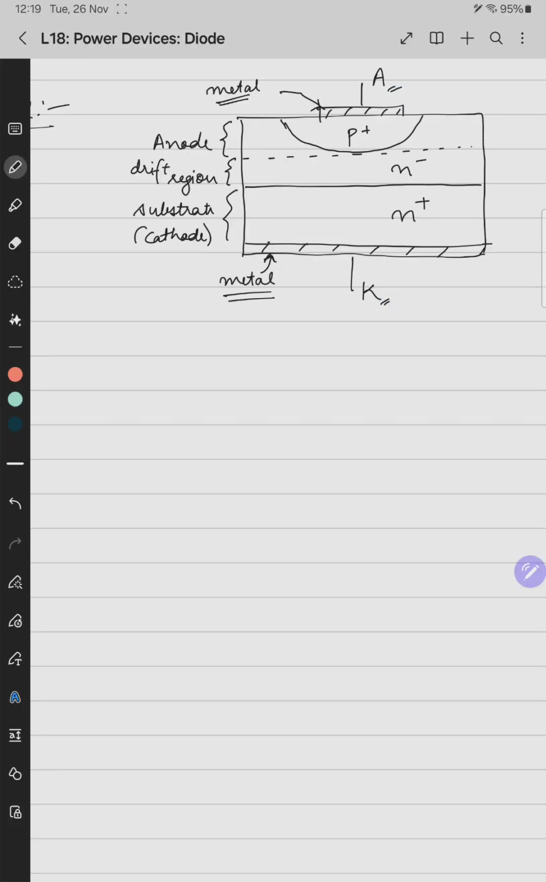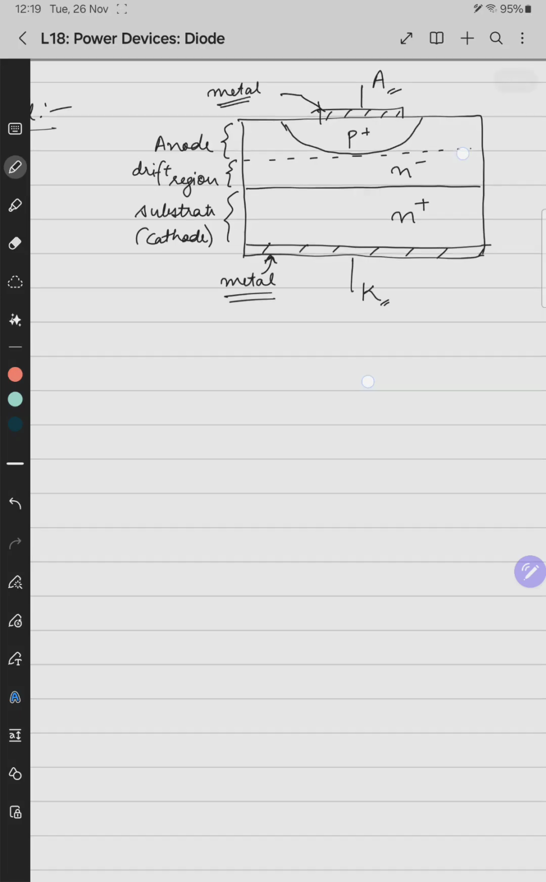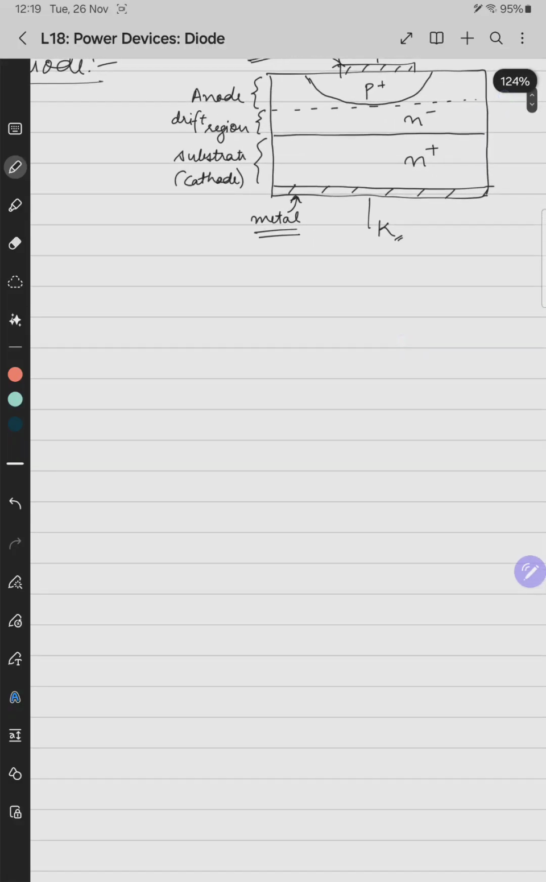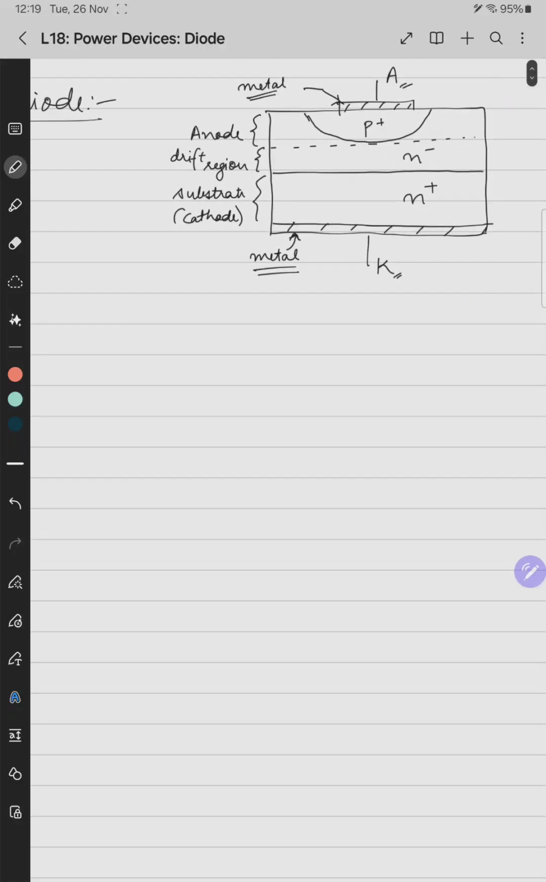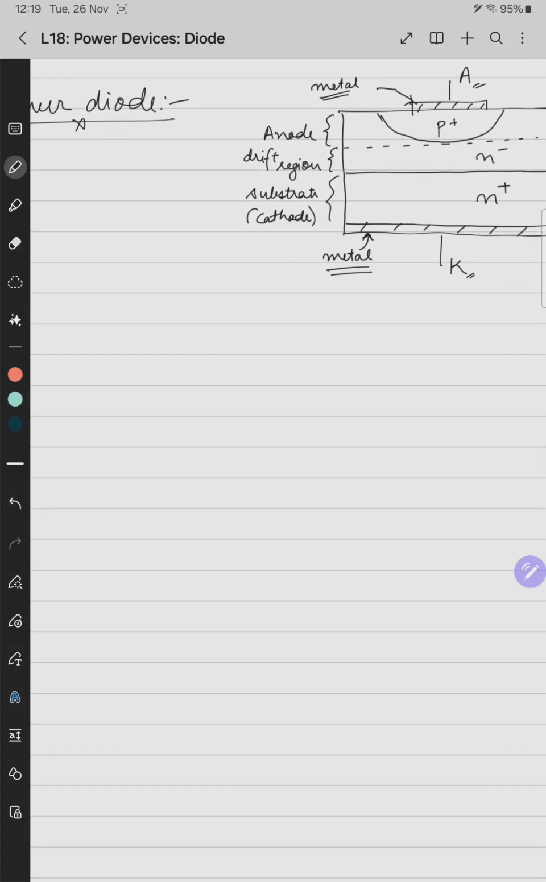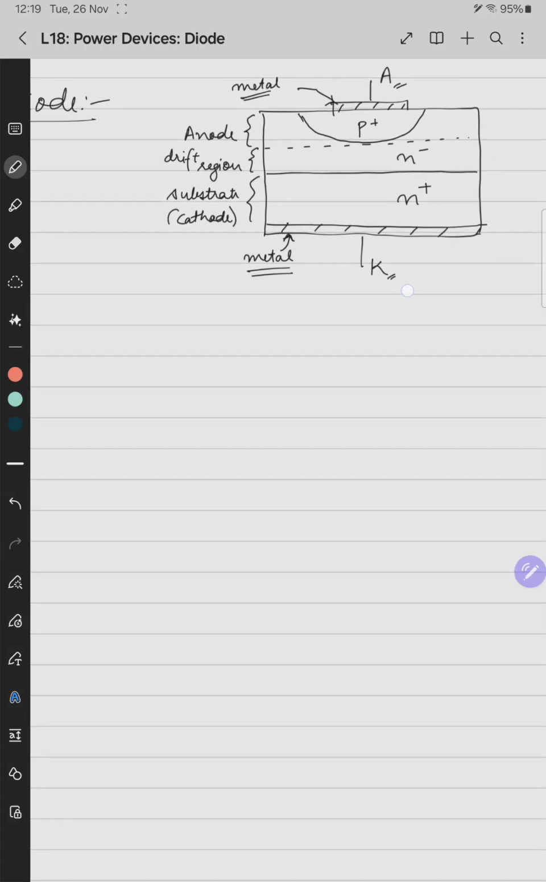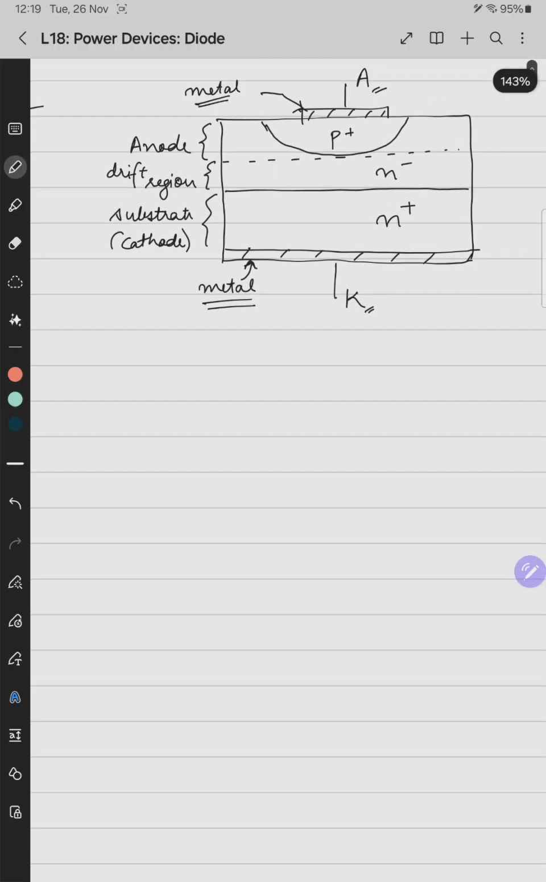Below the anode metallization layer we have a P plus doped region, that is heavily doped with P-type material. Then we have N minus and N plus. N plus is called the substrate, which is the cathode, and N minus is the drift region, and the P plus region is called the anode. So a power diode is a majority carrier semiconductor device which has characteristics very similar to a signal diode. The only change lies in the construction aspect of it.